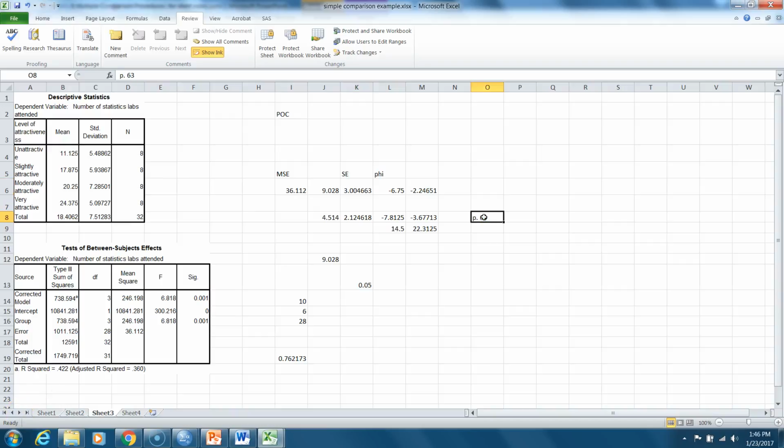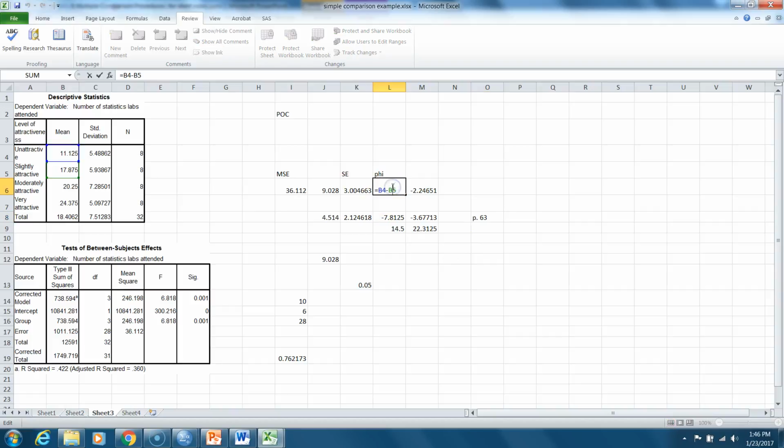If you check on page 63 of your textbook, you'll see the calculation done out by hand for you, where we take 36 times, in parentheses, 1 over 8 plus 1 over 8, taking the square root of that whole thing, and you get 3. That's our denominator. That's the denominator we're going to use when we compare group 1 to group 2.